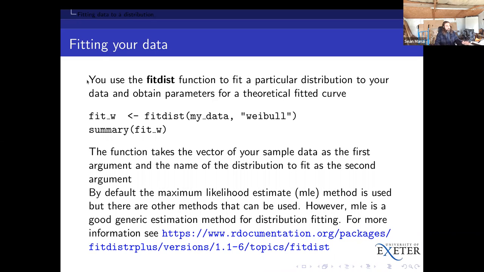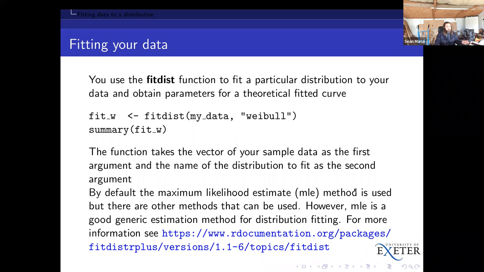So, fitting the data. Now, this is where we're doing our first purposeful fits of different distributions to our data. And for this, we use the fitdist function. That takes again our vector of data, and we give a string for the named distribution that we want to test. The way that it's going to do the fitting is by using the maximum likelihood estimate method. And this is the default method used by the fitdist function.